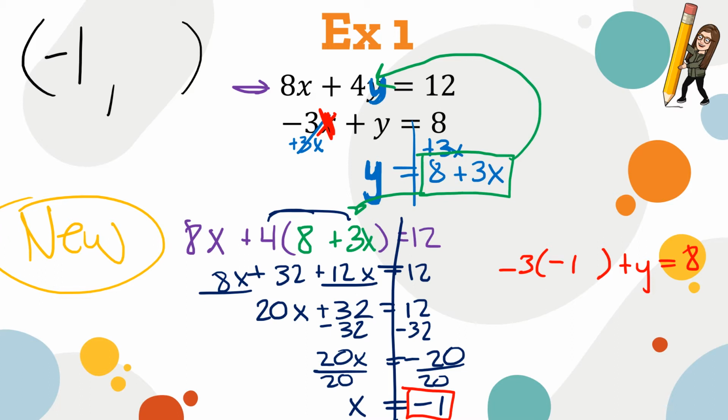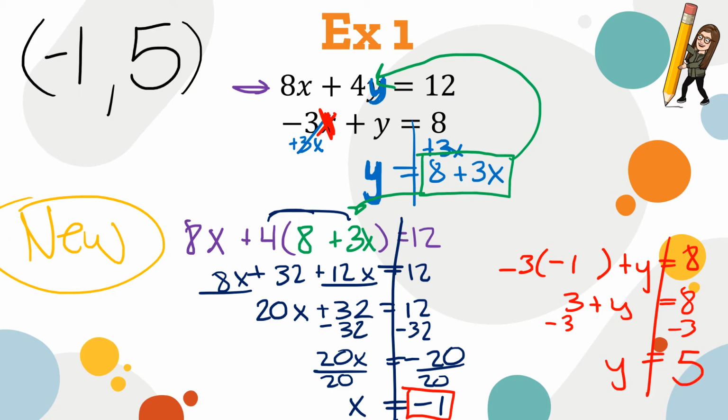All right, let's calculate. Now we're just doing some easy solving. Negative 3 times negative 1 is 3. I want to subtract 3 from both sides. So y equals 5. So my y value is 5. So we're bringing back the entire first unit of solving equations with this one new step.